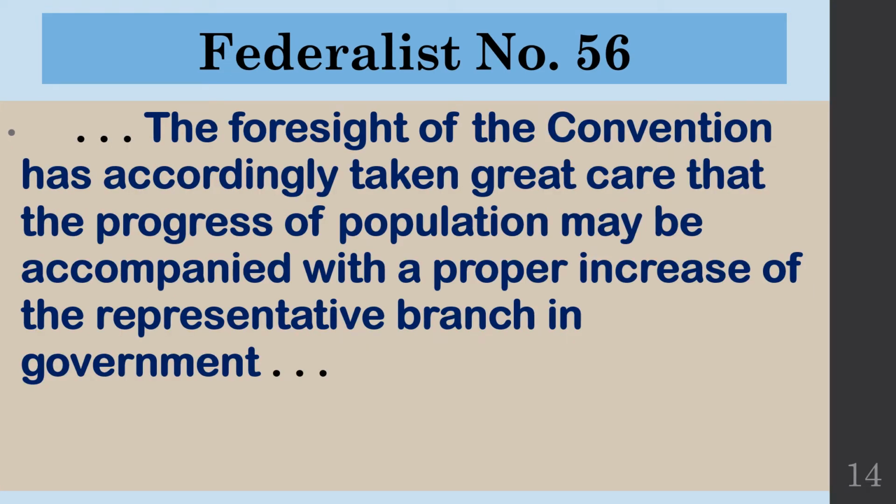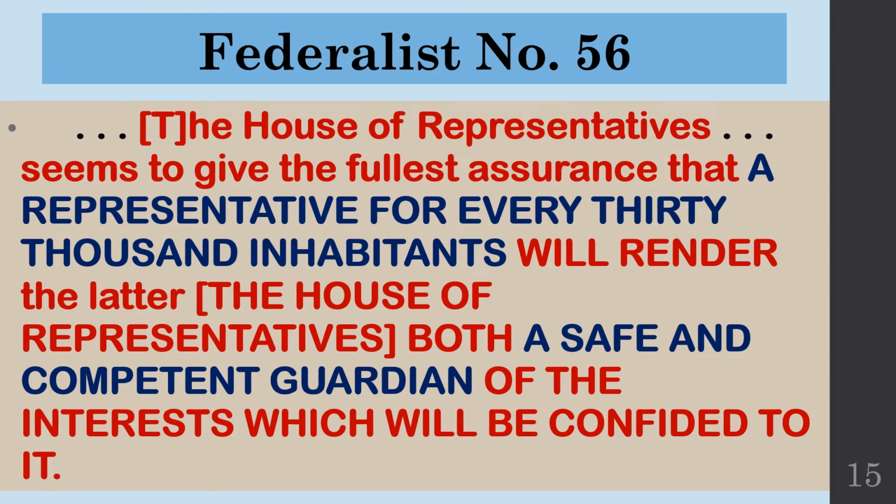Madison says here that the foresight of the convention has taken great care that the progress of the population may be accompanied with a proper increase of the representative branch in government. And here we have some of the best evidence of how the framers actually were thinking at the time. He's saying that the House of Representatives seems to give the fullest assurance that a representative for every 30,000 inhabitants will render the House a safe and competent guardian of the interest of the citizens.